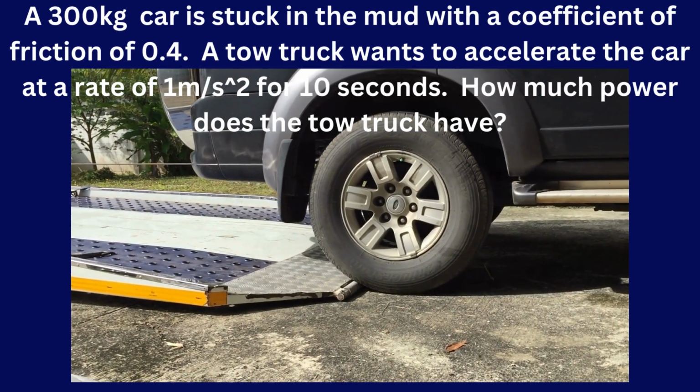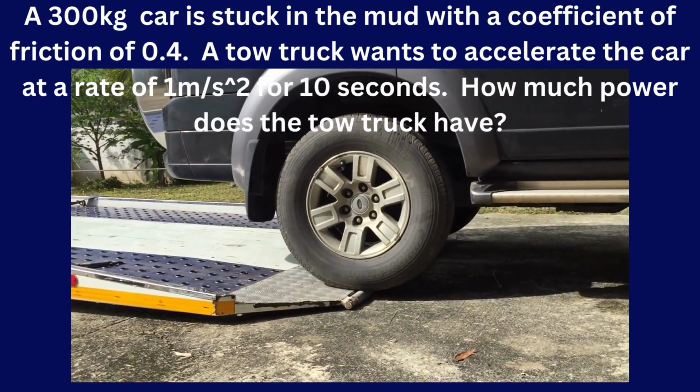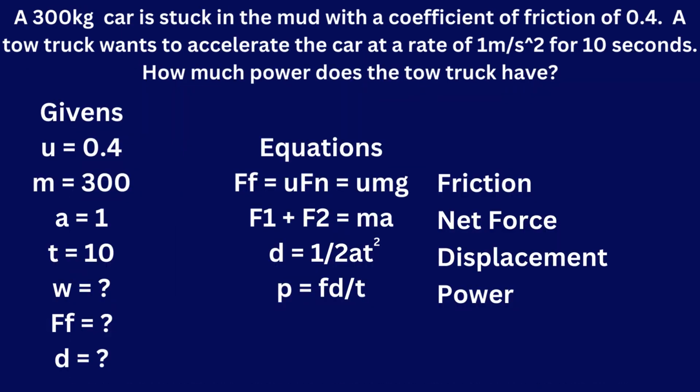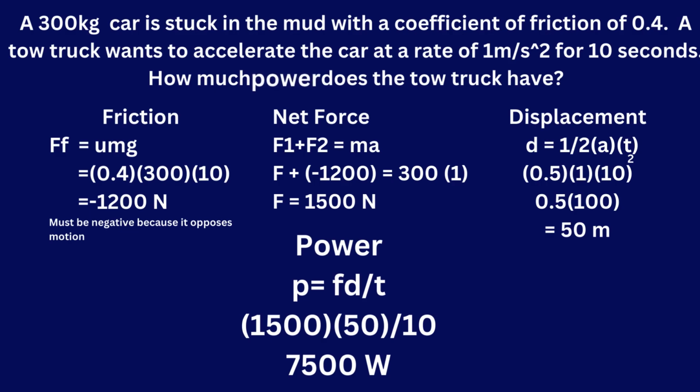A 300 kilograms car is stuck in the mud with a coefficient of friction of 0.4. A tow truck wants to accelerate the car at a rate of 1 meter per second squared for 10 seconds. How much power does the tow truck have? In this problem, we need to account for the force of friction. Friction is going to be 300 times 10 times the coefficient of 0.4. Then we add that to the force necessary to accelerate the car, which is 1 times 300. The net force then is 1,500 newtons.